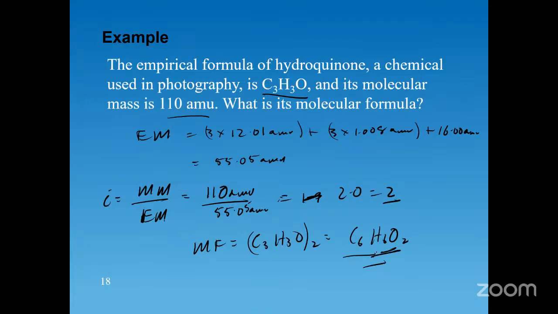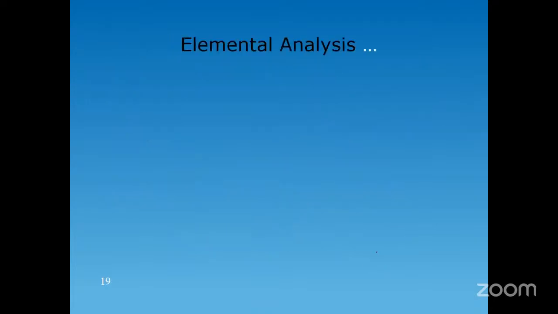So you could be given a question where you're asked to determine the empirical formula, like in the 2 previous examples that we just did, and then you could be asked further to determine the molecular formula, in which case you're going to need the molar mass. Then you divide the molar mass by the empirical mass. That should give you an integer, and then you multiply the empirical formula by that integer, and that will give you the molecular formula. Okay, any questions about this example? All right.